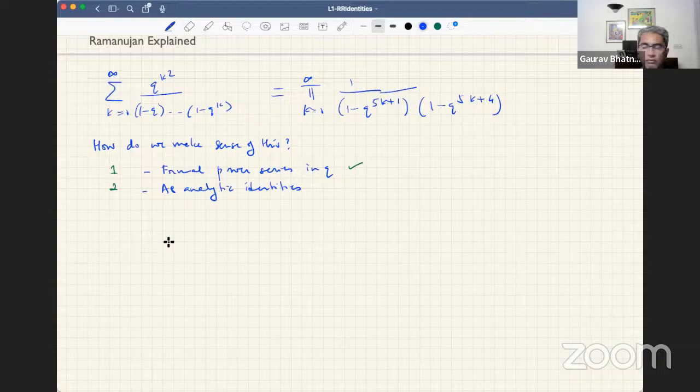So what are formal power series? This is the symbol for formal power series over the complex numbers. These are defined to be the set of all series of this kind.